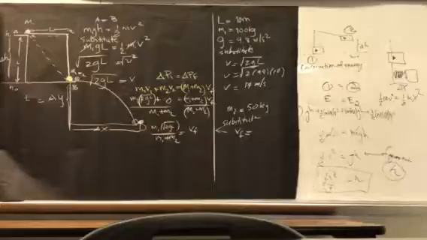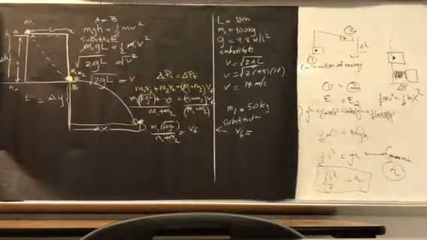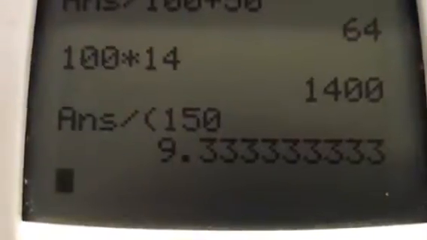Let's see, 100 times 14 and divide by 150. Yes, it's 9.3 meters per second. Can you show that in front of the camera? You multiply 10 times so you get the velocity. 9.33, yes, 9.33.